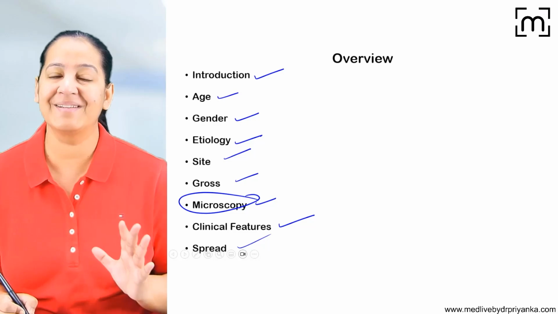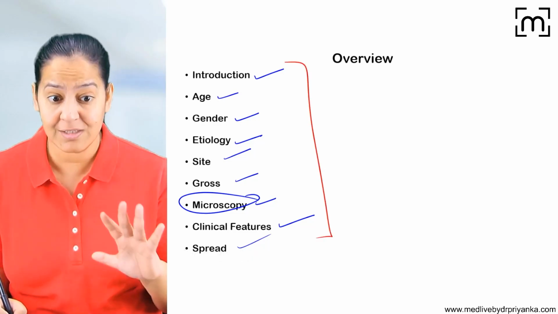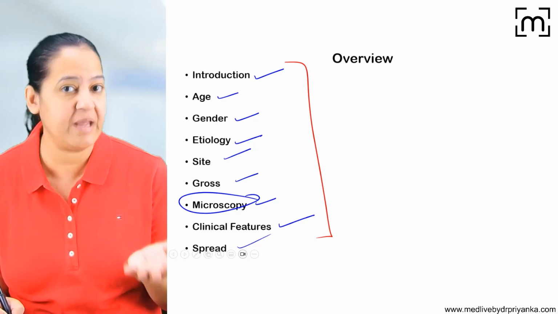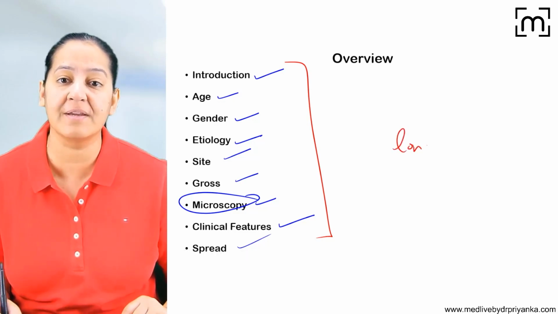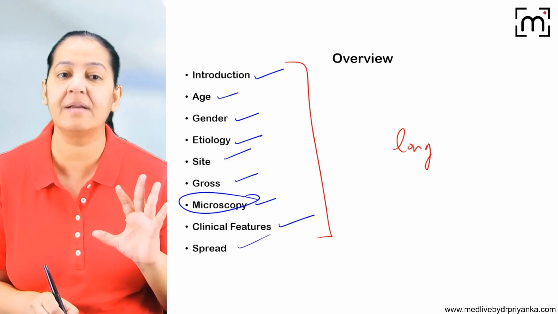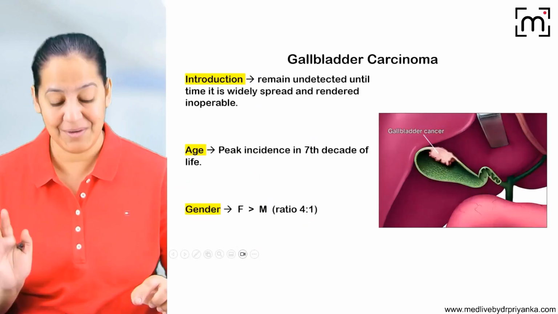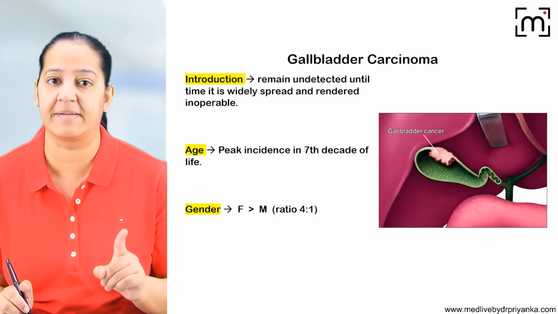So I request all my dear students to describe all the malignancies under these headings only. So learn this overview under which you have to frame your answer. If it is coming as a long answer, you have to frame under these headings. And if it is coming as a short answer, then whatever is asked, just write down that only. So let's start it. Let me tell you the introduction of gallbladder carcinoma.